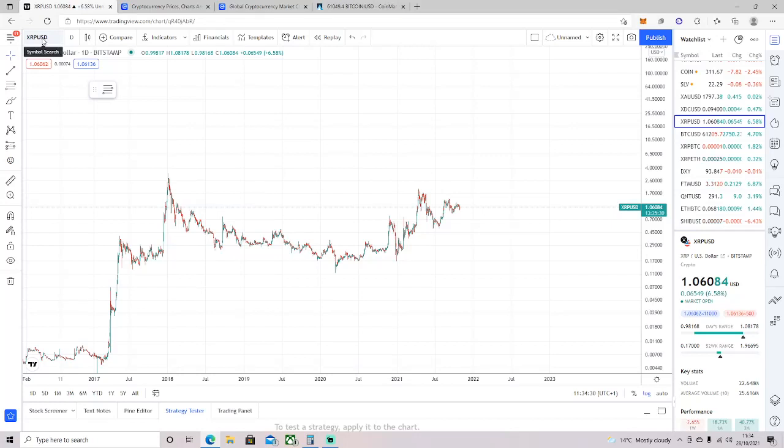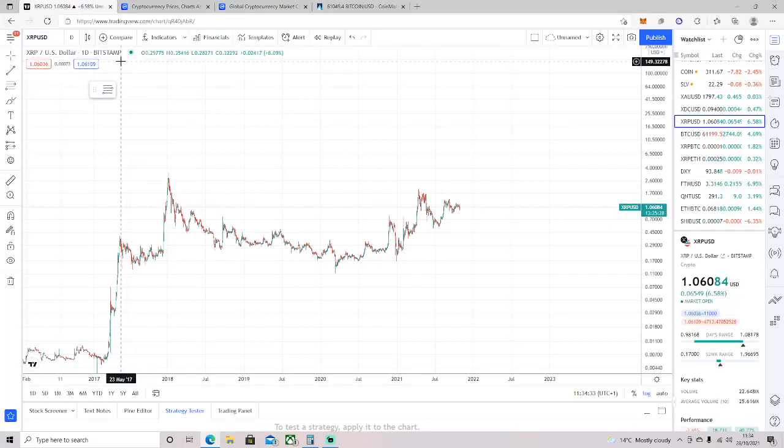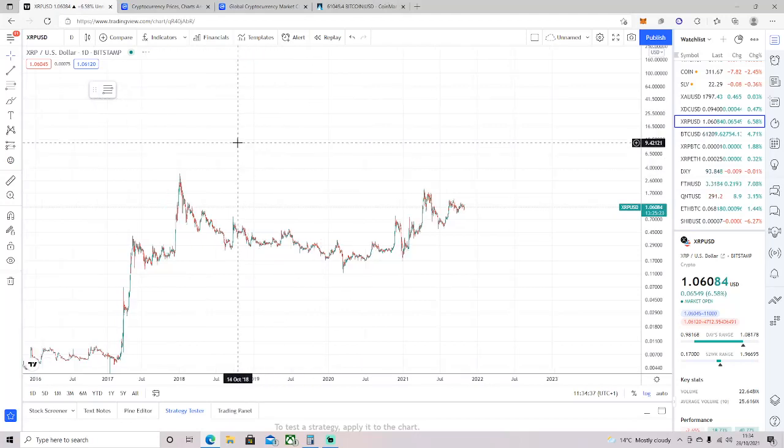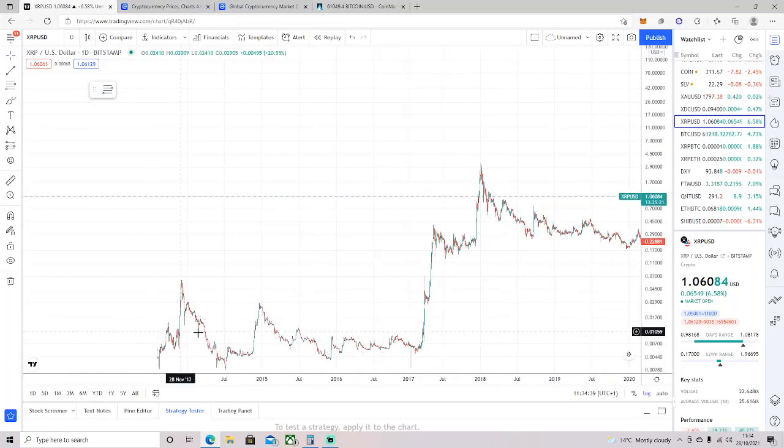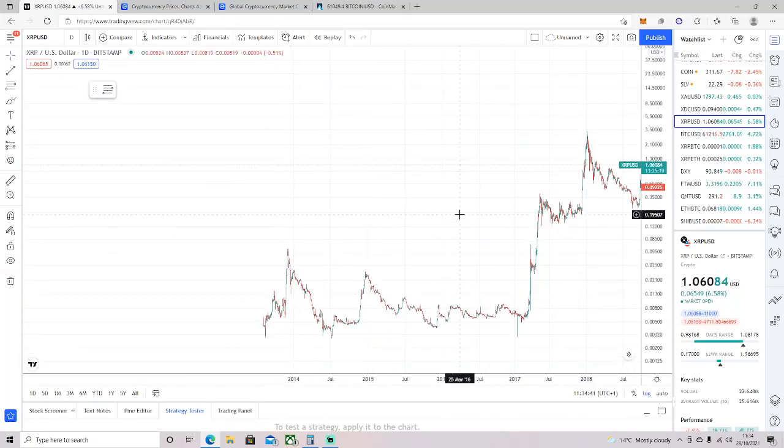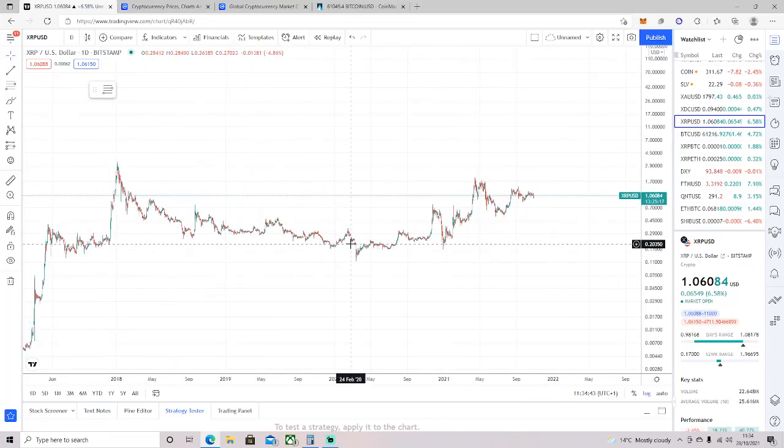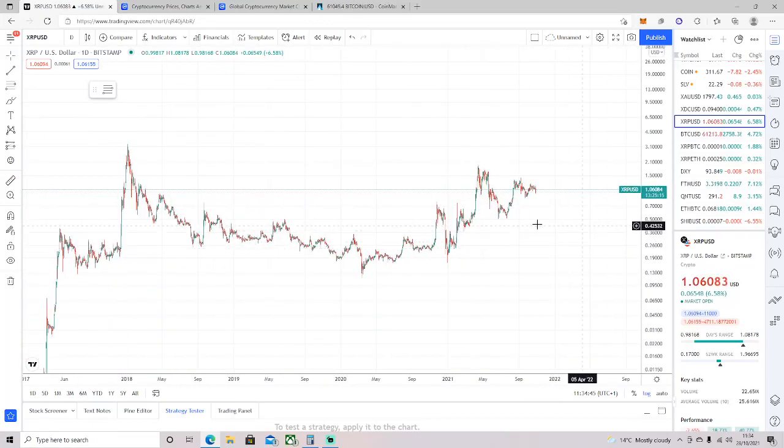All you do is search for XRP USD. Use something like Bitstamp, or I think I use Bittrex on the other chart. The reason I use these is because they do have some historical data. Look, you can go back to 2014 here with Bitstamp. So that's the reason I use Bitstamp specifically, not necessarily Binance.